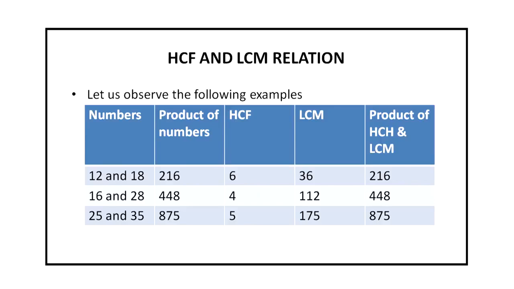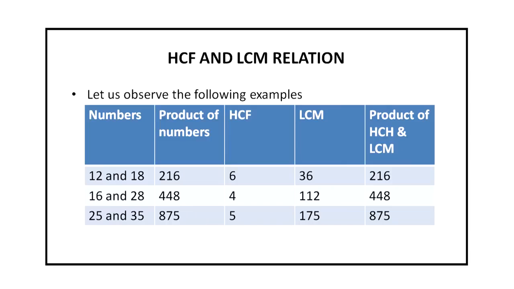The first example, 12 and 18: if we take the product of numbers, we get 216, HCF is 6, LCM is 36, and the product of HCF and LCM is 216. For the second example, 16 and 28, when we find the product of numbers, 16 into 28, we get 448, and HCF will be equal to 4, LCM equals 112, and the product of HCF and LCM is 4 into 112, 448.